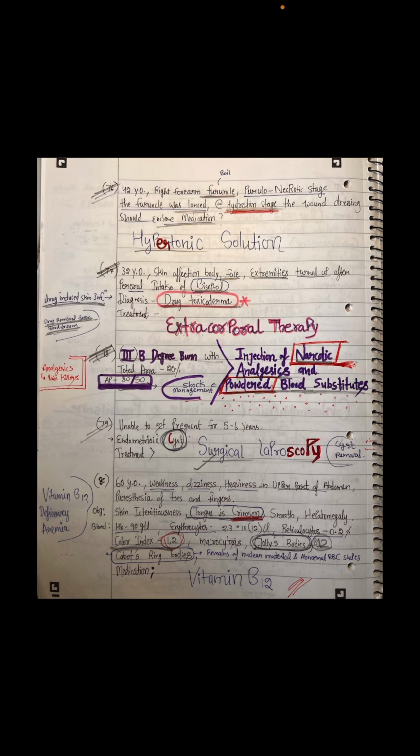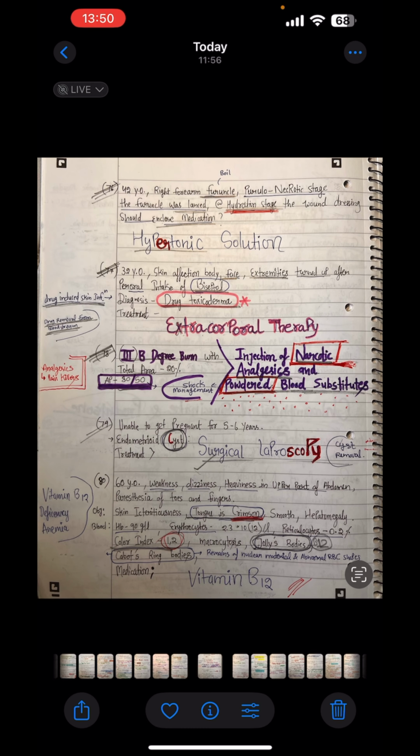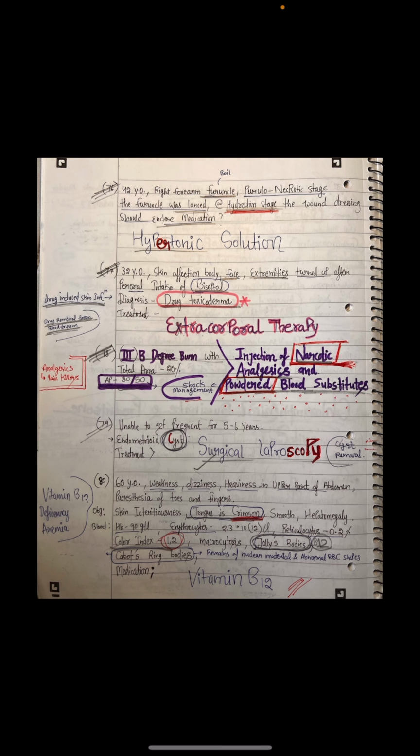So in such cases we are going to do extracorporeal therapy, which simply means remove the drug from the bloodstream of the patient before the patient gets a hypovolemic shock, or anaphylactic shock, or any more severe skin allergy, or any more complications. So we just remove the drug from the bloodstream of the patient.